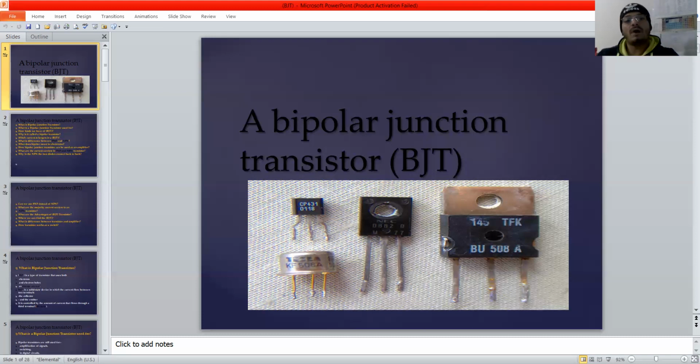Now let's talk about the majority current carriers in NPN and PNP transistors. As we know, in NPN they are electrons, in PNP they are holes. Let's look at what's written here. At the left side, the N region emitter, and on the right side the N region collector, free electrons are the majority carriers and holes are the minority carriers. In the P region, holes are the majority and electrons are the minority.